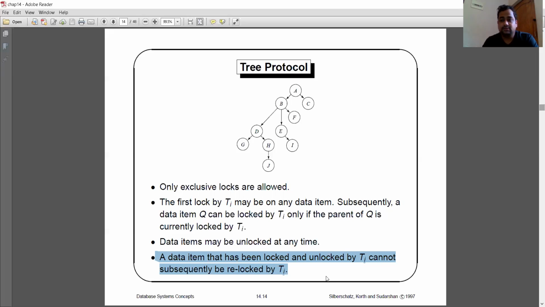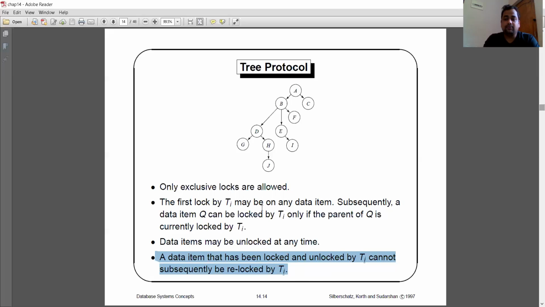transaction Ti. So what does it indicate? If you can put a lock, then you have to put an unlock on the data item. Let the data item be X. You have the transaction Ti, put a lock and unlock the data item X. Then in the next phases, it cannot relock the data item X. The transaction Ti cannot relock X. So we have to remember those points.